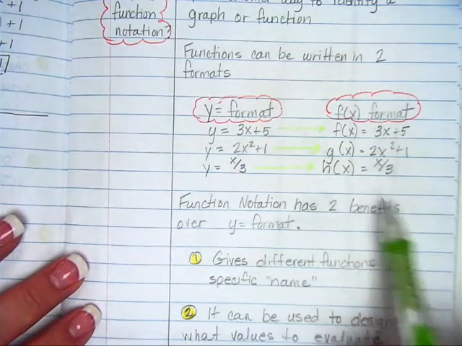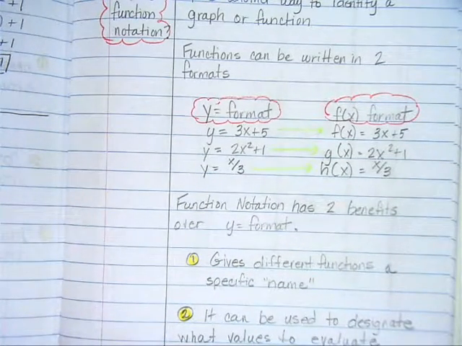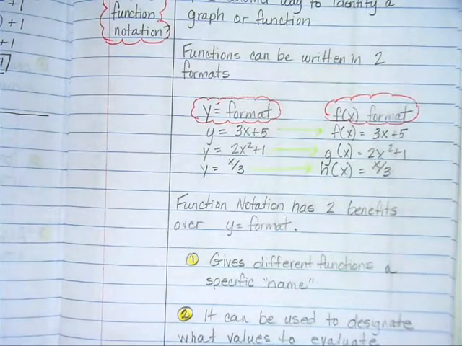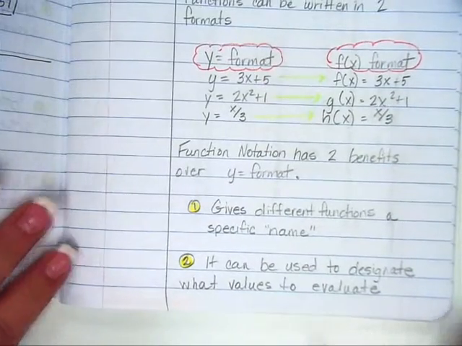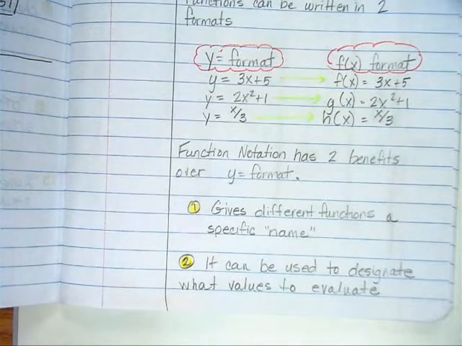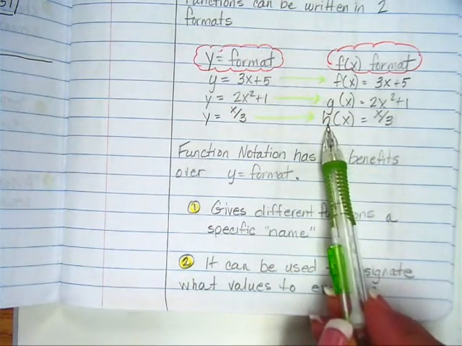with some other name. Now, why in the world would we want to do that? It's already confusing enough with y, right? Yes. Okay. Well, there's two reasons that we want to do this. The first one is that we give different functions different names that are more meaningful. And I'll show you that by an example in a few minutes. And the second reason is you can use this type of notation to tell what number you're plugging in for x.